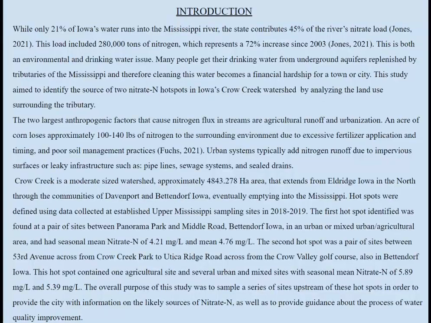Crow Creek Watershed is a tributary of the Mississippi River that stretches from Eldridge, Iowa into Davenport and Bettendorf. Using the Upper Mississippi 2018 and 2019 dataset, 2 hotspots of increased level of nitrates were identified in the watershed. And so the goal of this study and my senior inquiry project was to sample sites upstream of these hotspots to provide the city with information on the likely sources of nitrate and to provide guidance about the process of water quality improvement.